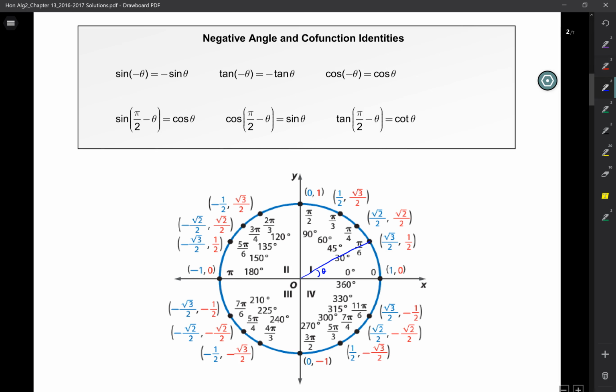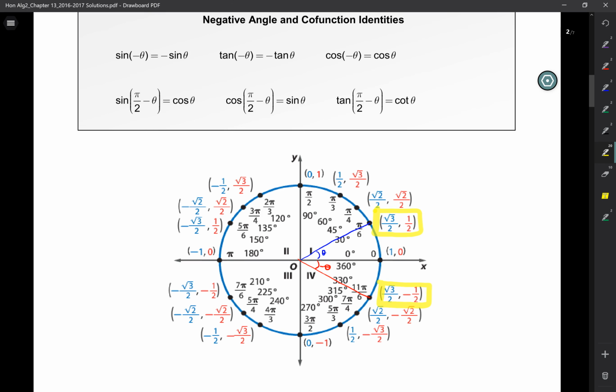Now, if I wanted to look at negative pi over 6, would that be here? So can I say that's negative theta? Okay, now let's take a look at the coordinates for theta and negative theta. What do you notice? What patterns? What's the same and what's different?